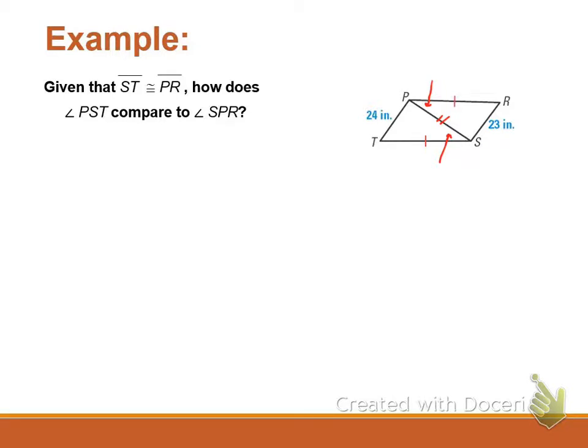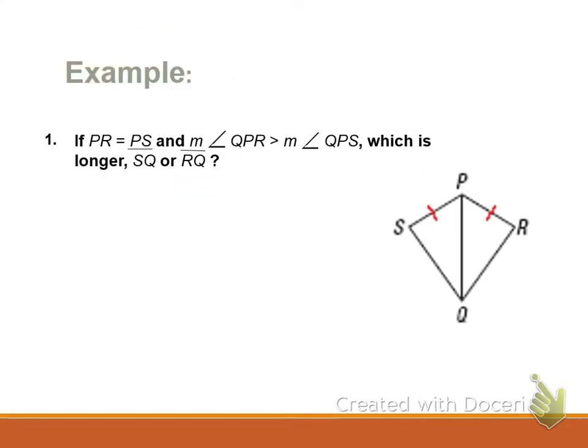But since we're going to use the third sides to compare our angles, we're going to use the converse to the hinge theorem. And the converse to the hinge theorem says that the measure of angle PST will be bigger than the measure of angle SPR, because it's across from the longer side. Okay? That's how we can use the hinge theorem.